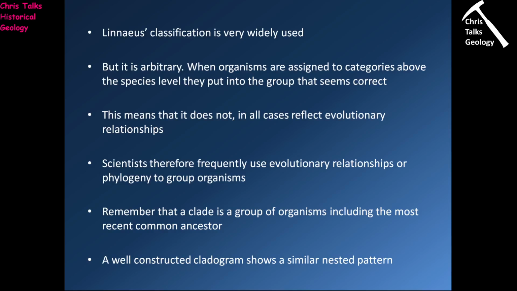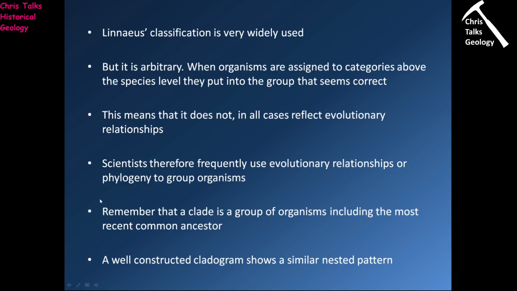So the classification is very widely used, but it is arbitrary. So when organisms are assigned to categories above the species level, they're put into groups that seem correct. And this means that it does not, in all cases, actually reflect evolutionary relationships. That's why I say it gives you an idea, but it doesn't give you a definitive relationship. So scientists therefore frequently use evolutionary relationships or phylogeny to group organisms.